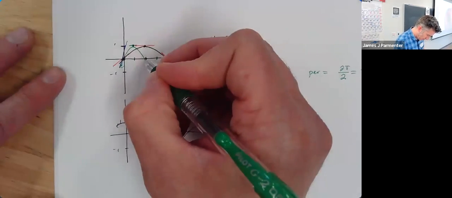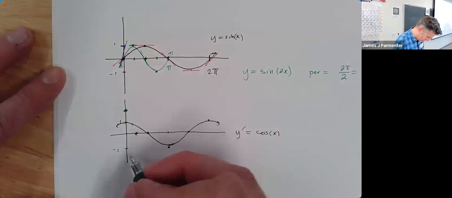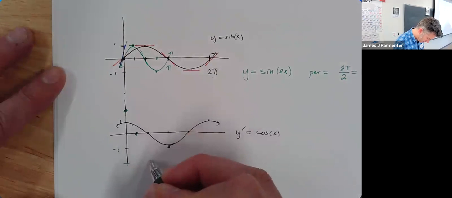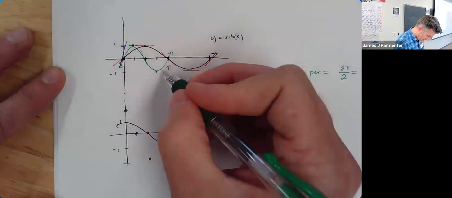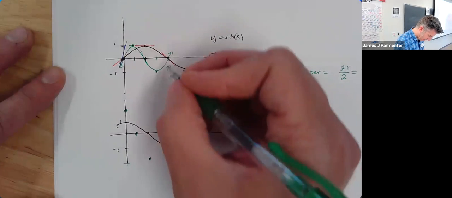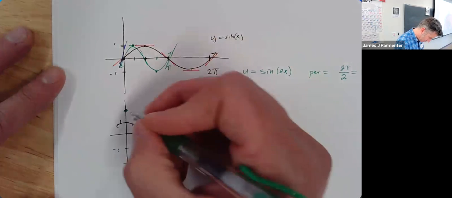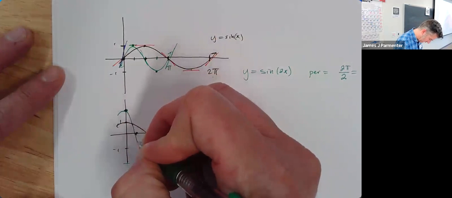Over here at pi over 2, the slope of the tangent line is steeper than over here. It's -2. And then over here, it's going to be 0 again. Finally, back here at pi, it's going to be steep again. It's going to be 2. So check this derivative of sine of 2x out.